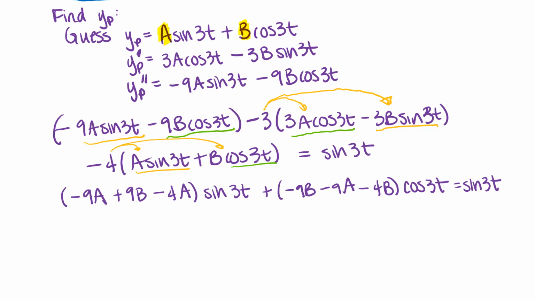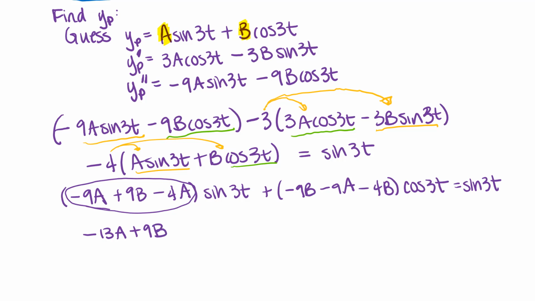So this next part is similar to what you do with partial fractions. You are often grouping like terms. So you're setting the coefficients of the like terms equal on each side of the equation. So I have the coefficient of the sine 3t is minus 9a plus 9b minus 4a, or I can combine those a terms. So I can make that minus 13a plus 9b.